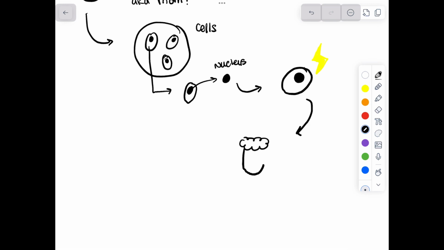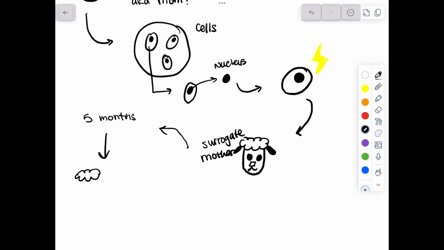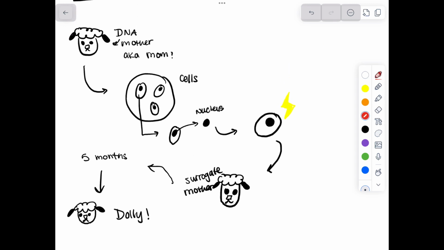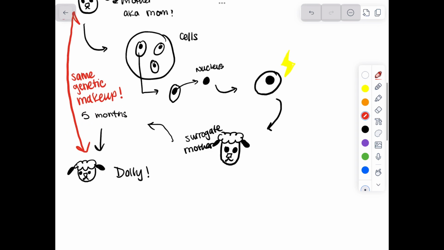They then took this cell and implanted it into a surrogate sheep and waited for it to develop. After 5 months, the surrogate mother gave birth to Dolly, who is the exact same genetic makeup as her mom, or her DNA mother. Because they share the same nucleus, this means they share the same genetic code and genetic information, which makes them clones of each other.